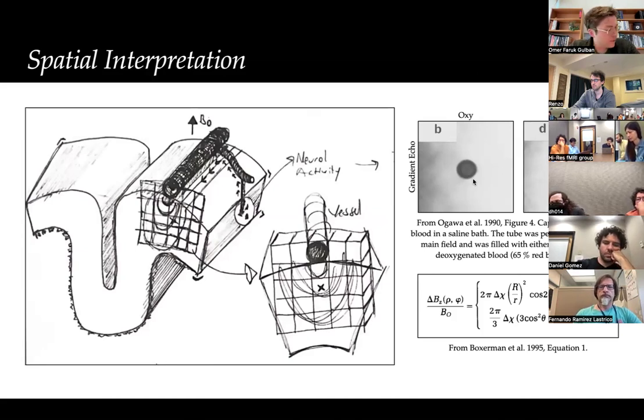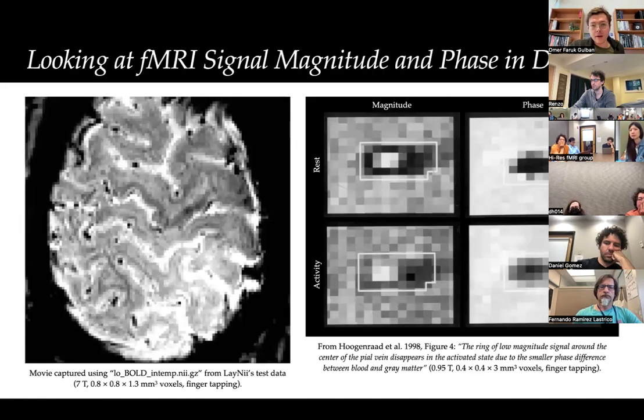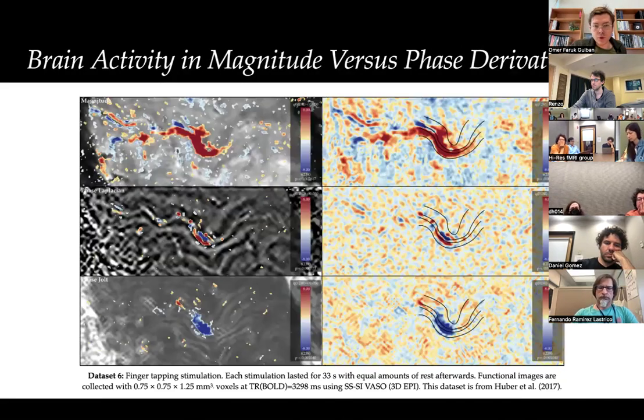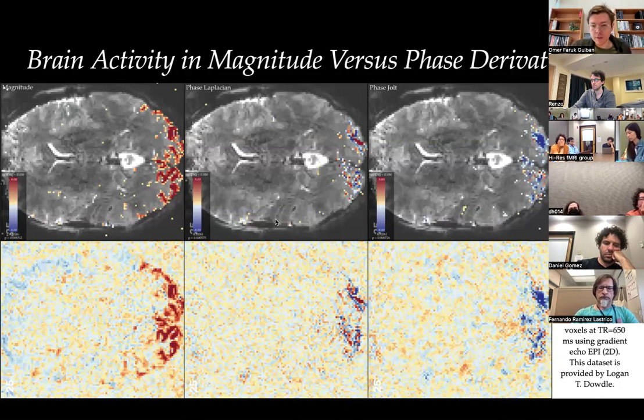But there's another point with regards to the ISMRM abstract: their echo times are very early. Everything I have shown here tries to convince you that there is brain activity detected in the phase Laplacian and phase jolt. These are usual gradient echo BOLD echo times, like 20, 30 milliseconds, whereas in that ISMRM abstract they have very short echo times.